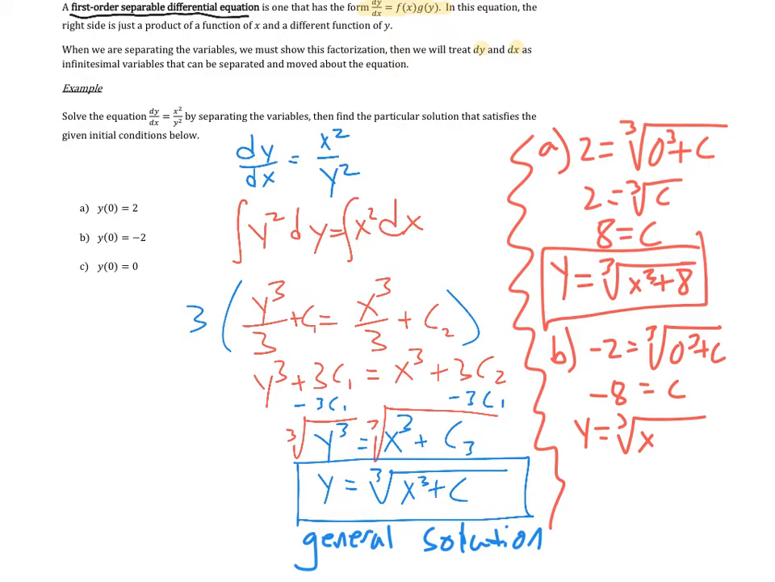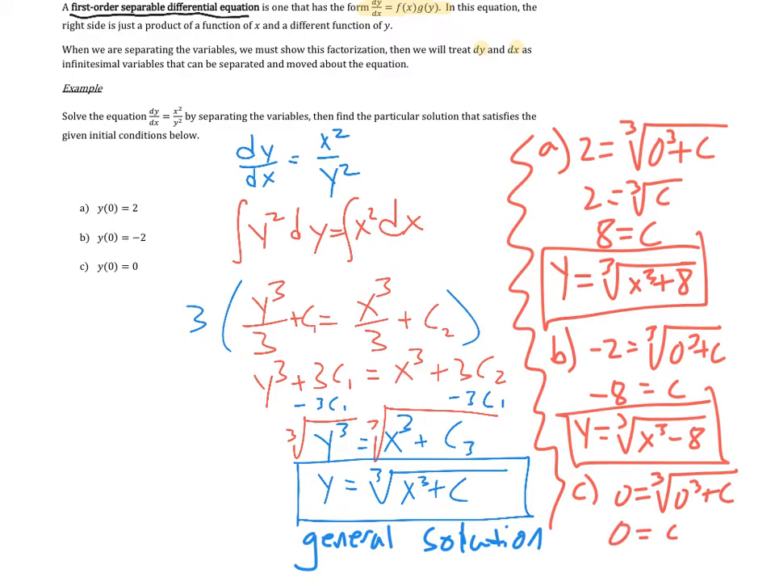Actually, I made a little goof there. That's x cubed, right? X cubed minus 8. Same idea. And then last one here, what if we get 0, 0? So when x is 0, y is 0. So this one's going to be 0 equals the cube root of 0 cubed plus c. So this one's just going to be 0 equals c.